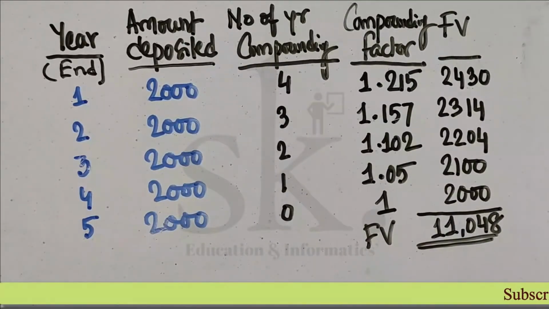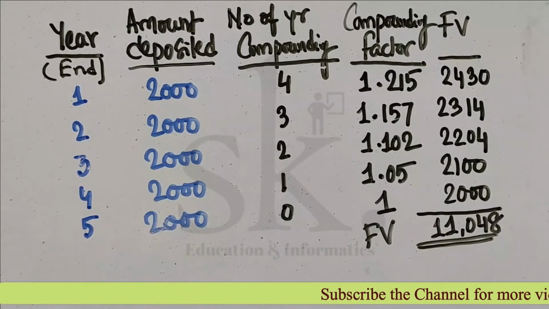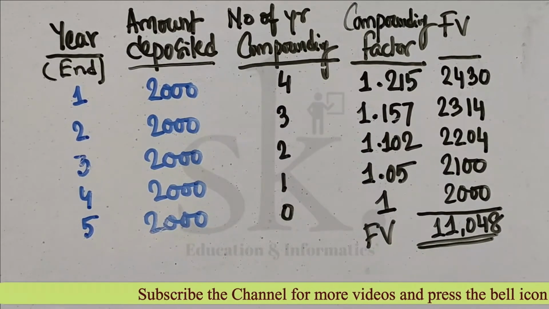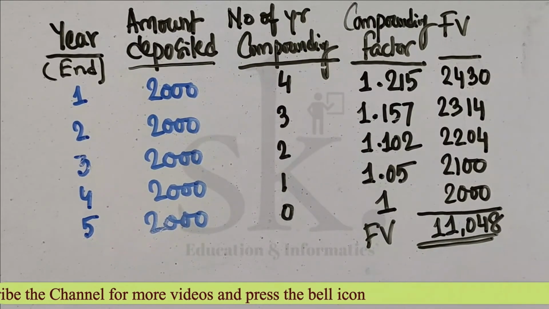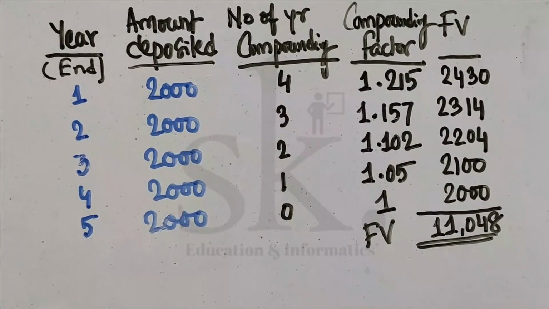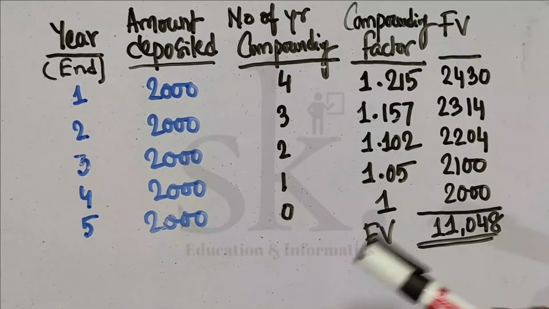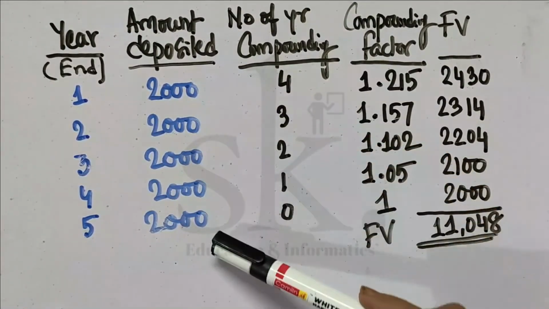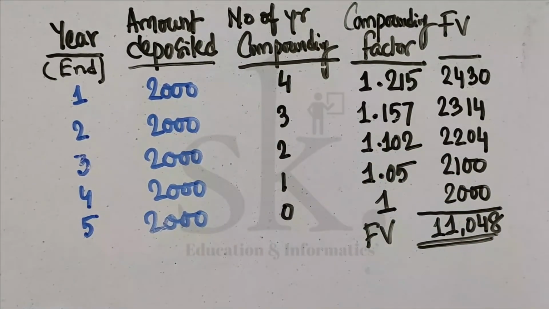So what we did, we did annuity. Annuity is basically a series of payment of fixed amount, or it's a stream of equal cash flows. So the amount remains same. The amount 2,000 rupees. This is an annuity example, and we have solved this using a mathematical way, as well as we have solved it in a tabular format.